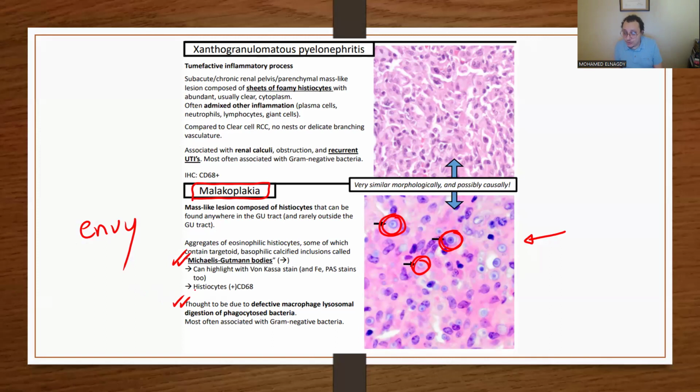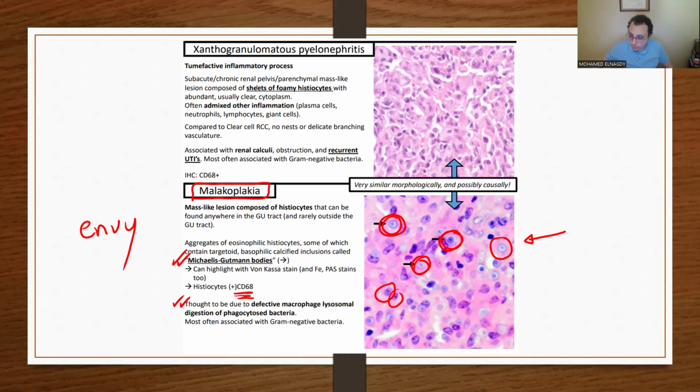So malakoplakia usually happens in old-aged patients or in patients with chronic UTI. A very, very chronic long history of UTI, and a bad kidney which got so bad due to UTI, which extended high up to the renal pelvis and started forming masses in the kidney. And when you take some sections from these masses, you see these macrophages with the Michaelis-Gutmann bodies. All of these are histiocytes, by the way. So they sometimes stain positive with CD68, which is a marker of histiocytes. And you see these Michaelis-Gutmann bodies, which look like targets.